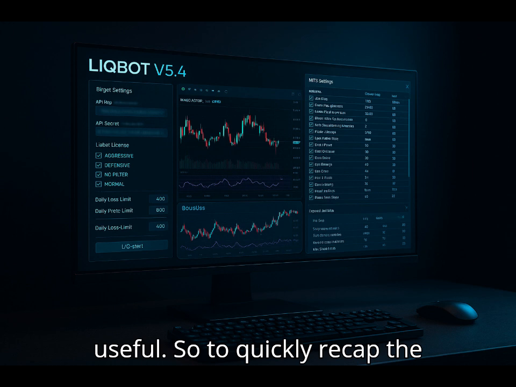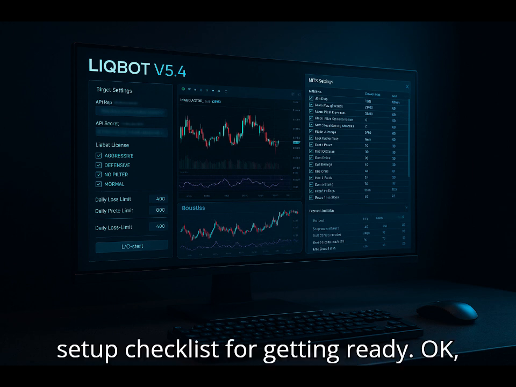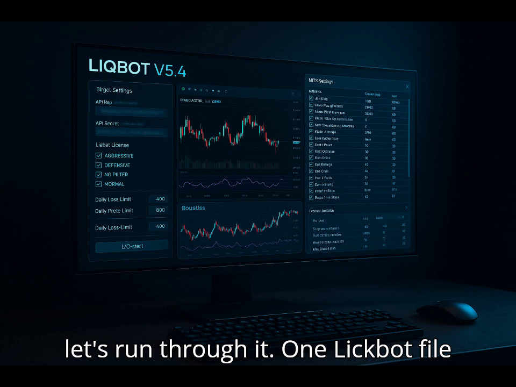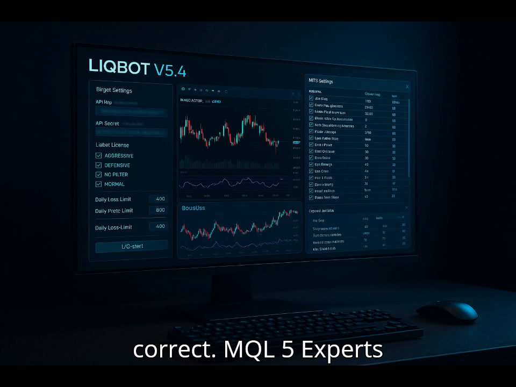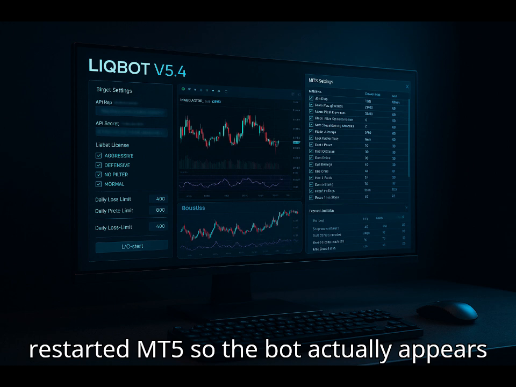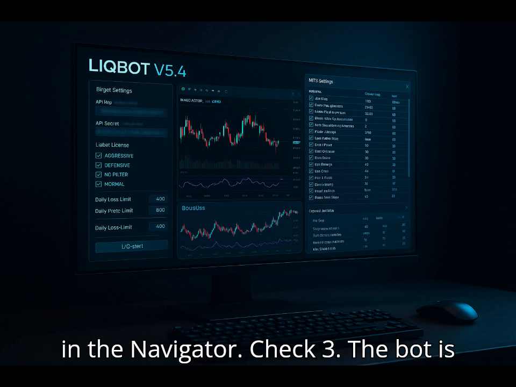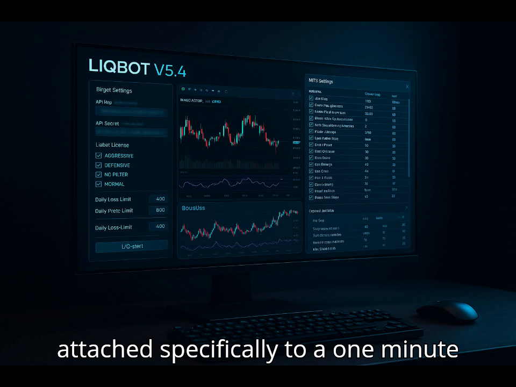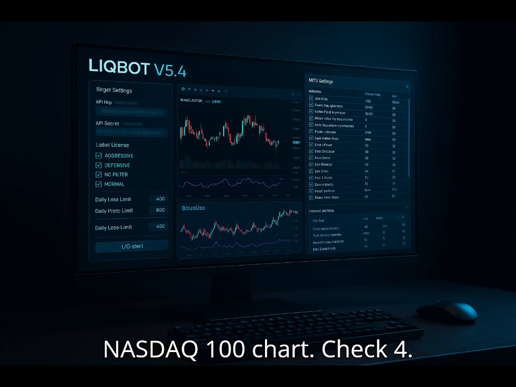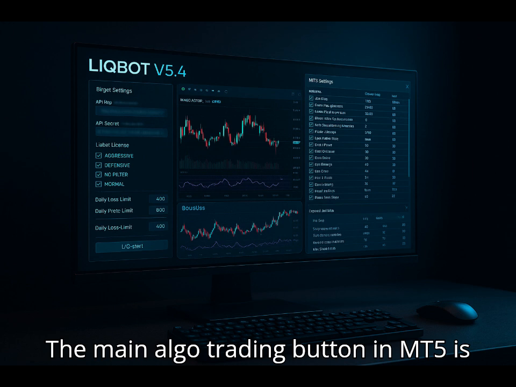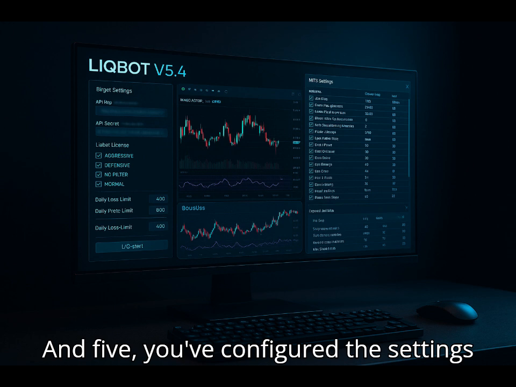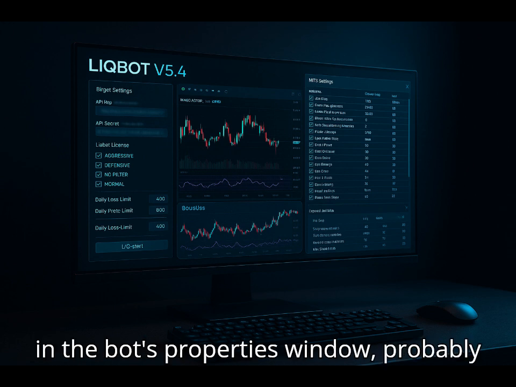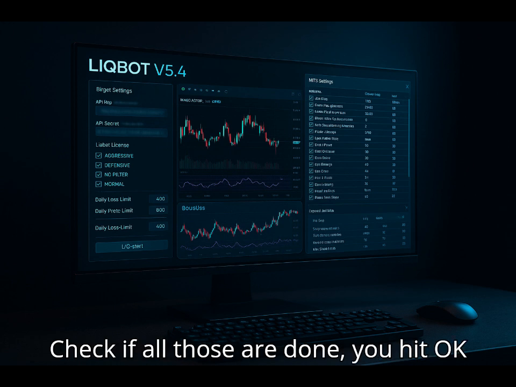Definitely useful. So, to quickly recap the setup checklist for getting ready. Okay, let's run through it. 1, LiqBot file .ex5 or .mq5 is in the correct MQL5 experts folder. Check. 2, you fully restarted MT5 so the bot actually appears in the navigator. Check. 3, the bot is attached specifically to a 1 minute NASDAQ 100 chart. Check. 4, the main algo trading button in MT5 is definitely green, enabled. Crucial check. And 5, you've configured the settings in the bot properties window, probably starting with their recommendations. Check.